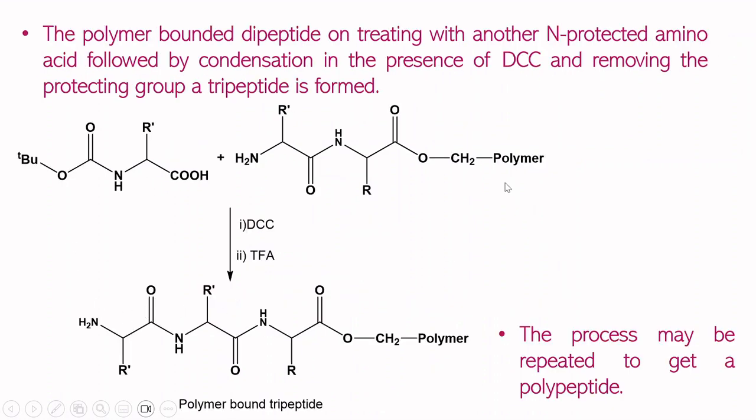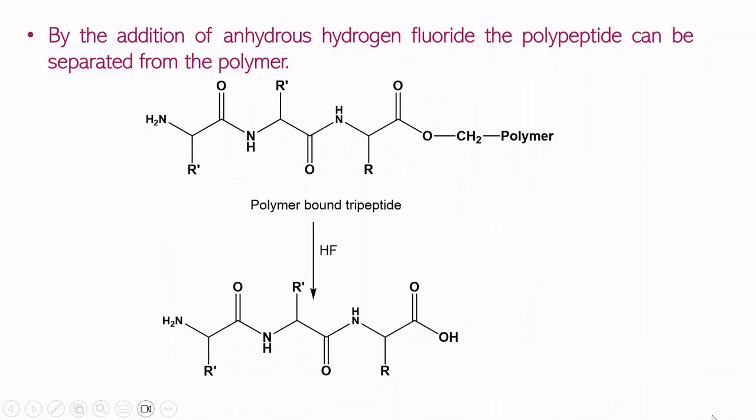Now, the polymer bound dipeptide is treated with another N-protected amino acid in the presence of DCC, followed by the deprotection of the NH2 group, which will give a tripeptide. This process is continued to get a polypeptide.